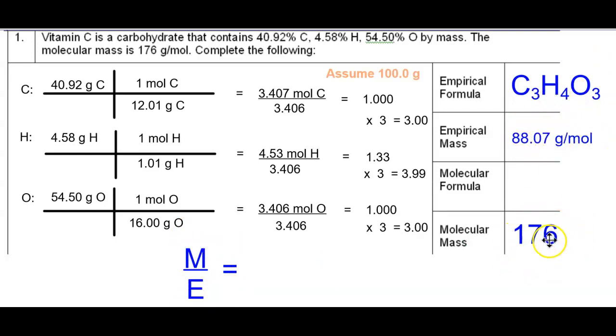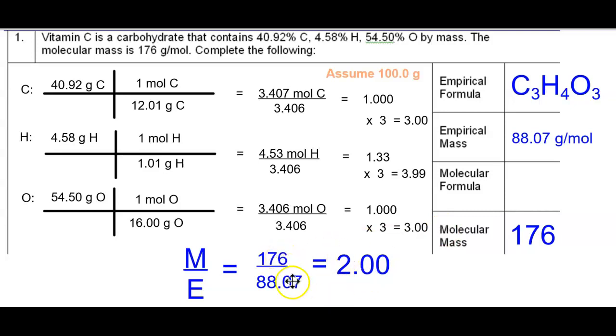Remember, you're given 176. You do all of this work to get the empirical formula, and then from the empirical formula, you can calculate the E, the empirical mass, and you're going to divide those 2 and figure out your ratio. You get 1.998 or something like that, which would round to 2.00 by sig figs. So that means that the molecular is twice as big as the empirical.